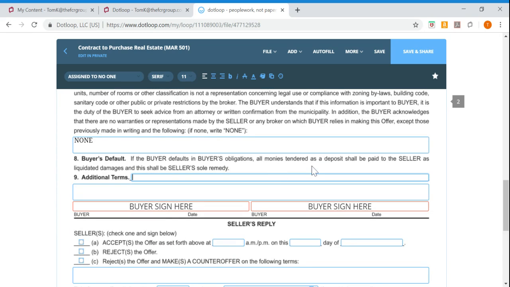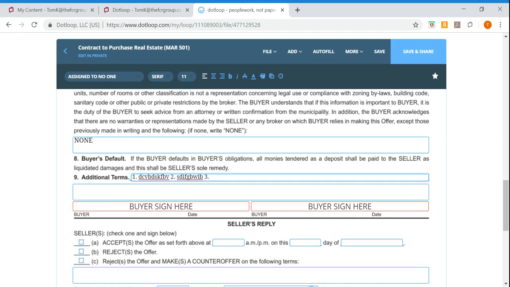And then section 9 is going to be for additional terms. So this is going to be if your client wants anything else included, say they want to ask for a credit right off the bat, if they see something that's broken they want fixed, if they want to include the washer and dryer in the sale, this is where you're going to specify the additional terms. So you're just going to number them, write what the additional term is, move on to the next one, move on to the next one.